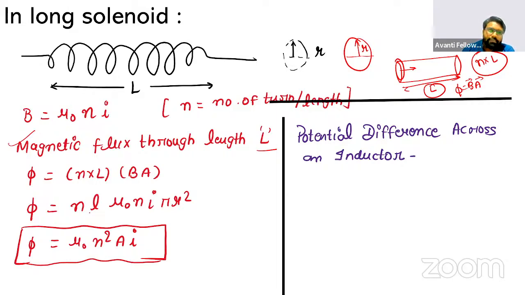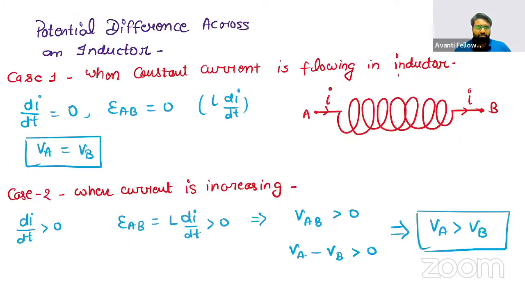ठीक है, अब देखो B की वैल्यू रख देंगे mu naught n I, pi r squared is the value of A because the radius is small r. सो हियर द फ्लक्स, ये कौन सा है, सेल्फ इंडक्टेंस है. सो फ्लक्स हियर इज mu naught n squared A into I. ठीक है. Now what is the potential difference across an inductor, ये हम नेक्स्ट पेज पे डिस्कस करेंगे. ये फ्लक्स एसोसिएटेड विद द लॉन्ग सोलेनोइड. ठीक है. Now potential difference across the inductor.